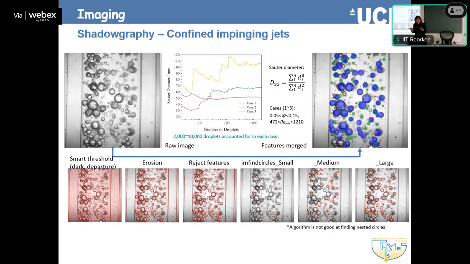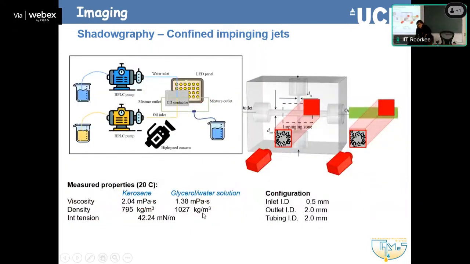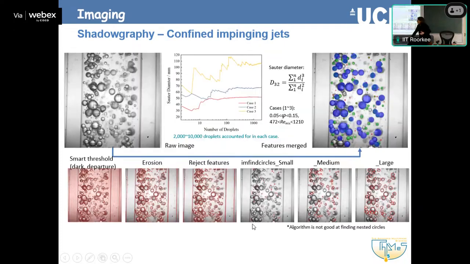You don't want to completely match, because then you will not see anything. If the two phases have exactly the same refractive index, you will not see the interfaces. But the more close you bring it, the better. So that's why in this case, we tried to not absolutely, but slightly match or bring closer, that's why we added glycerol in water to bring the refractive index a bit closer to that of kerosene. Anyway, this is the type of images we get.